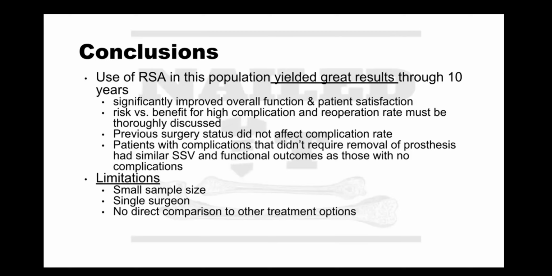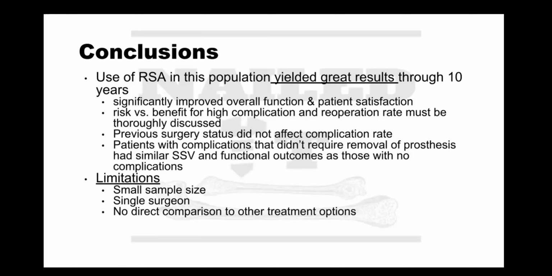One thing that they did highlight across the conclusion discussion of this paper was that risk versus benefit must really be weighed, with a long talk with the patient, due to the high complication rate that was seen with RSAs in this younger population. But fortunately, the most common complication was dislocation, so it didn't require too many reoperations or surgical interventions in this specific study.